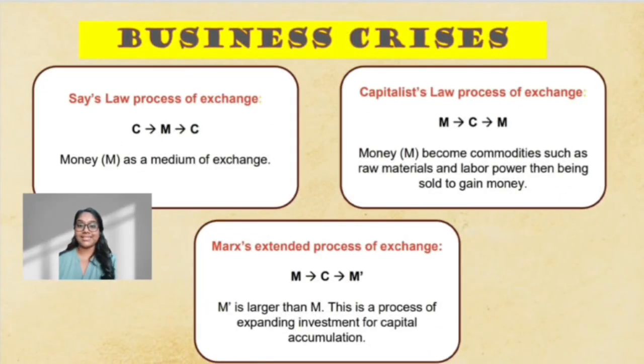According to Marx, business crisis is one of the insoluble problems of capital accumulation, besides the falling rate of profit problem. Marx attacks Say's law by stating that Say's law is best applied to simple commodity production. The process of exchange by Say's law is as you can see on the slide, C-M-C.